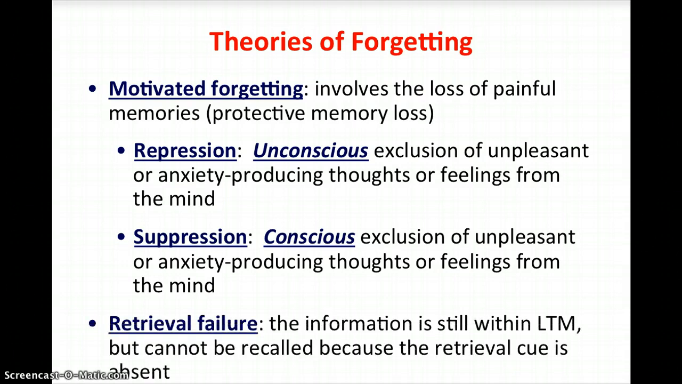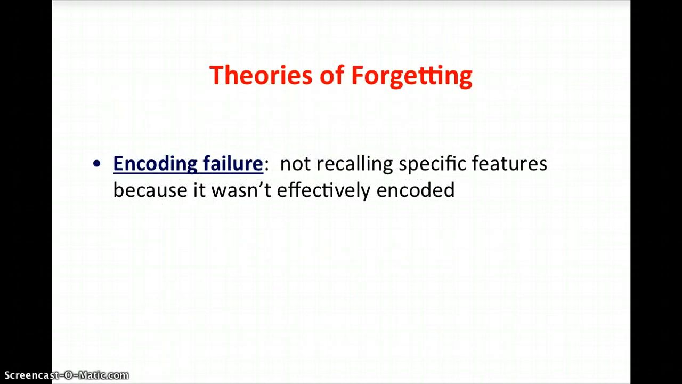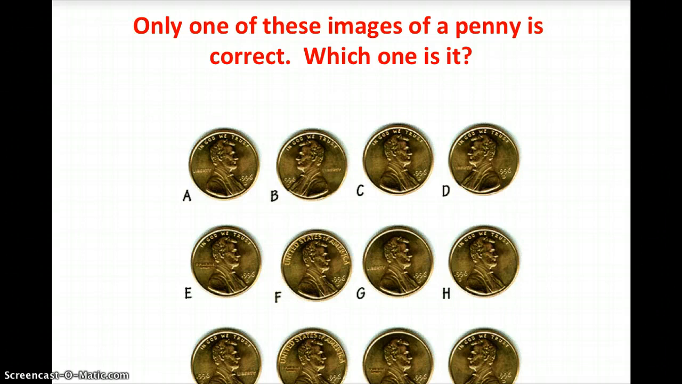And then you also have retrieval failure. And that means that it's in your long-term memory, but you haven't had the right retrieval cue to pull that information out. All right, sometimes we have what's called encoding failure, and that's when you can't recall specific features because it's not effectively encoded. So when we look at the next slide, these pennies, you can pause it here, the reason that you're going to have a hard time figuring this out is because you've never taken the time to encode exactly what the details of a penny are, because it's not an important function of your daily life.